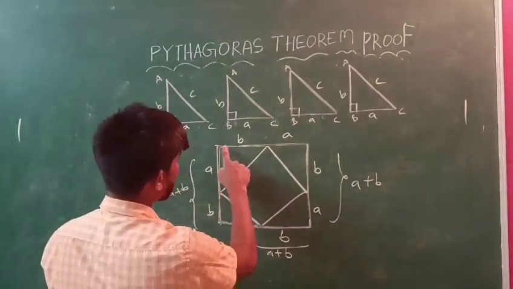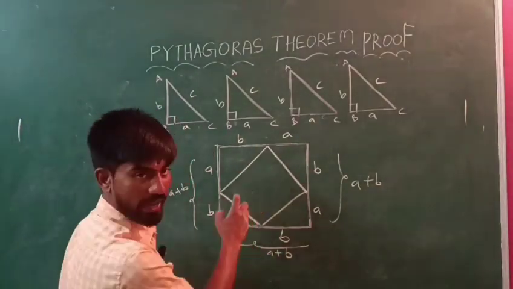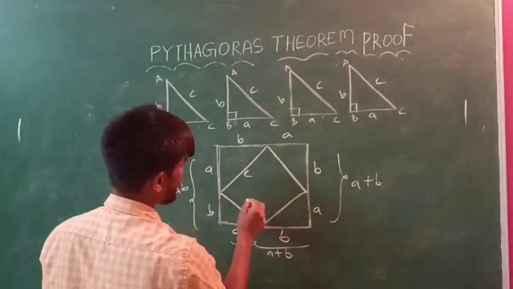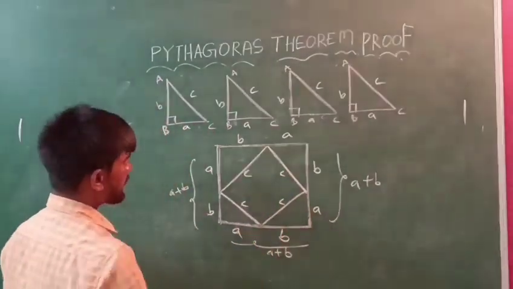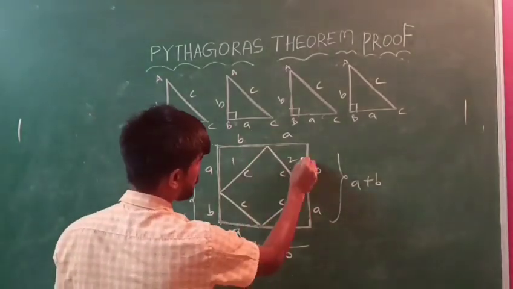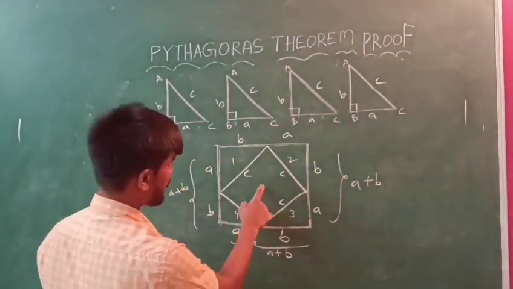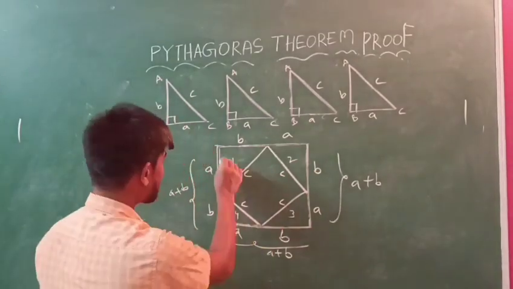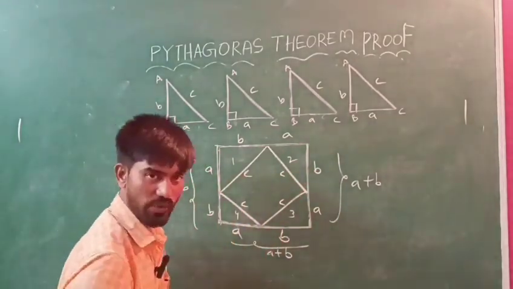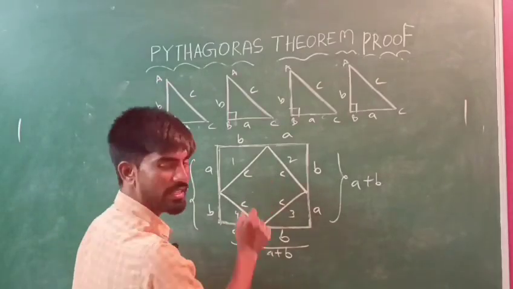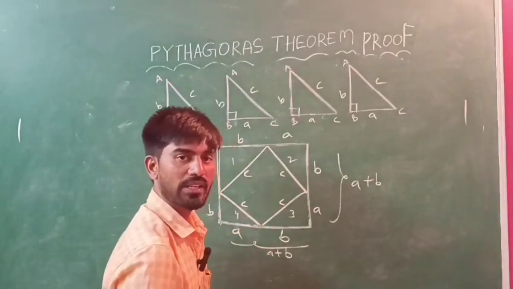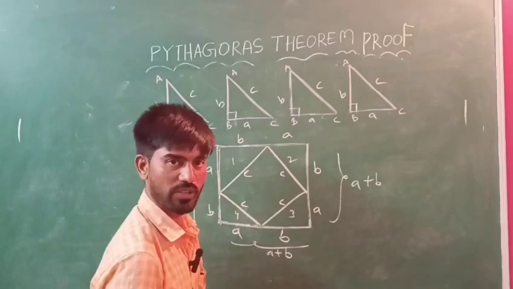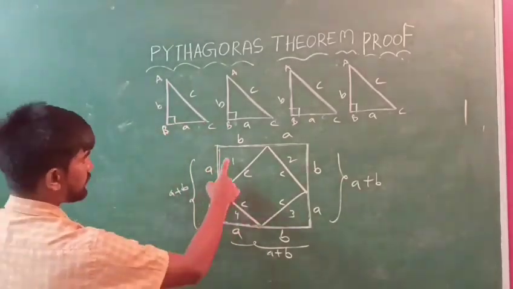Now I am going to consider the big square area, and equate it to the area inside the square. Here this side is C, this side is C, this side is C, this side is C. Inside the square there are 4 right angle triangles' area plus 1 small square area. The big square area is equal to 4 right angle areas plus 1 small square area. Then we are going to prove hypotenuse square is equal to side square plus side square.